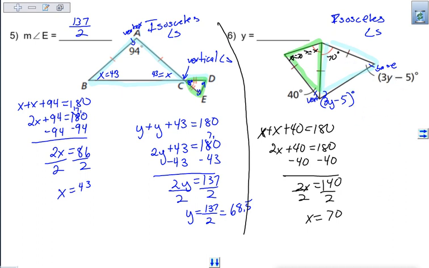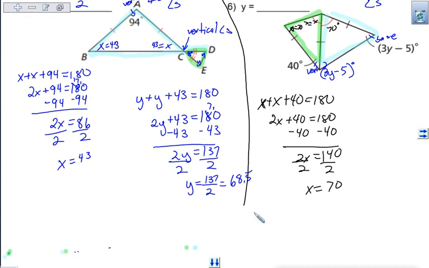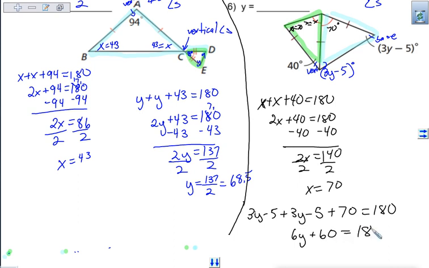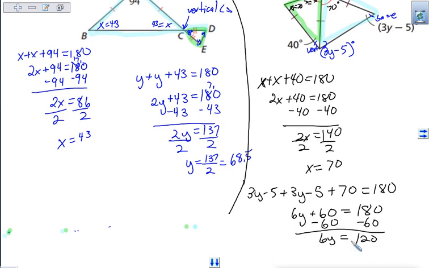Now we can find out what y is by adding everything together. So we have 3y minus 5 plus 3y minus 5 plus 70 equals 180. Combine our like terms, so we have 6y plus 60 equals 180. Subtract 60 from both sides. That gives us 6y equals 120. Divide by 6 on both sides, so y equals 20.